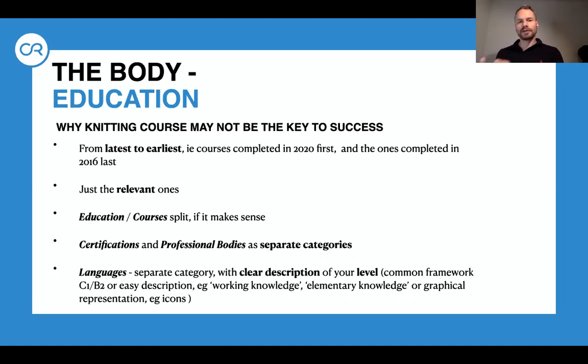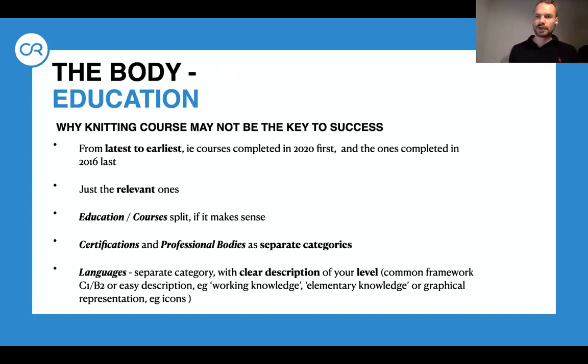Ideally, if you have education and courses, you split them into two different categories. If you have certifications and professional bodies membership, you split them into separate categories. It makes your CV cleaner, easier to understand, and there's less risk of someone being confused and giving up on reading your CV. Obviously, the hierarchy is chronological order: you put your latest courses at the top. So for example, if I completed something this month, it would be course number 1, and then you just go back. I often get questions about languages.